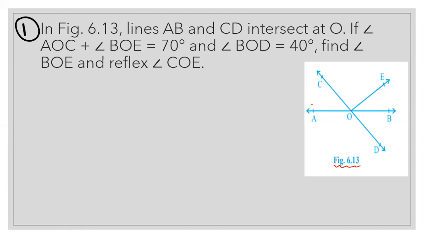If angle AOC plus angle BOE is equal to 70 degrees and angle BOD is equal to 40 degrees, find angle BOE and reflex angle COE. So here, first we should always write what is given.